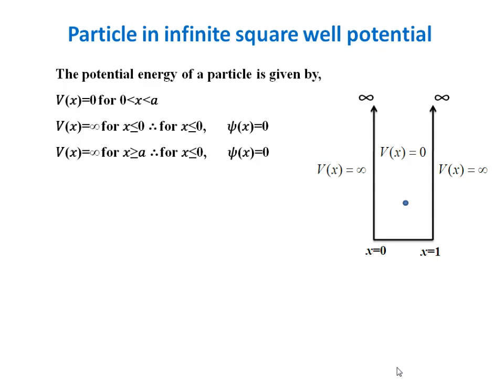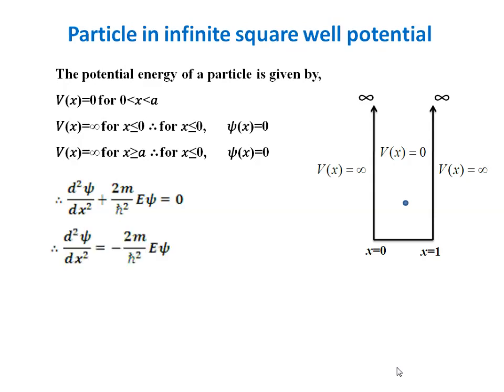Then the Schrodinger equation for the particle in the well may be written as d2 psi by dx square plus 2m upon h cross square E psi equal to 0, or d2 psi by dx square equal to minus 2m upon h cross square E psi.